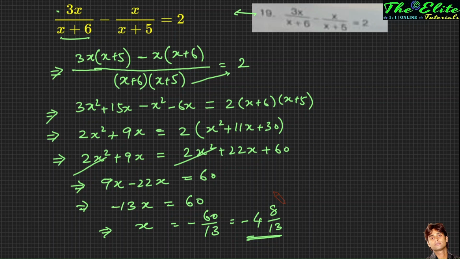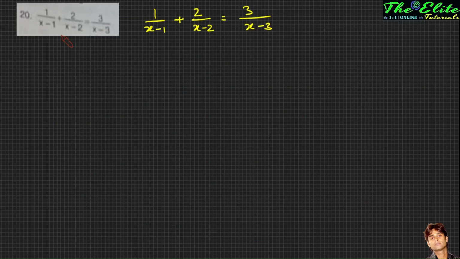Let's move to the next question, question number 20. Question number 20 is 1 upon x minus 1 plus 2 upon x minus 2 is equal to 3 upon x minus 3. Okay, so how will we solve it?